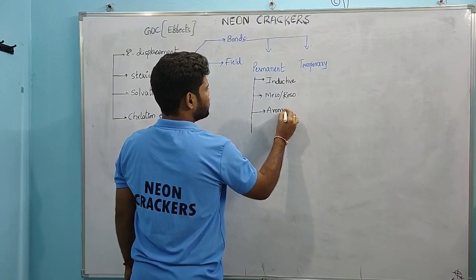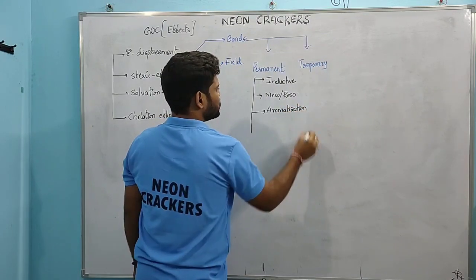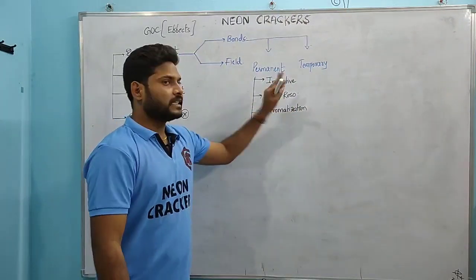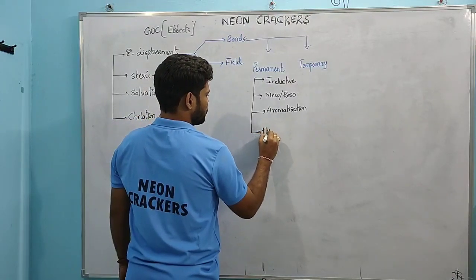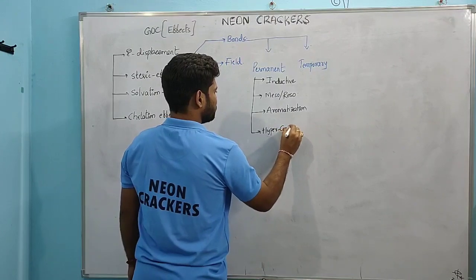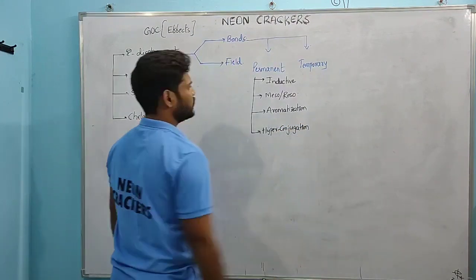Aromaticity, or aromatization. Here you have to choose aromatic, non-aromatic, and anti-aromatic. Overall, that is the aromaticity concept. The last one is hyperconjugation, which also has two types: hyperconjugation and reverse hyperconjugation. One by one, we will discuss every concept clearly, no problem.